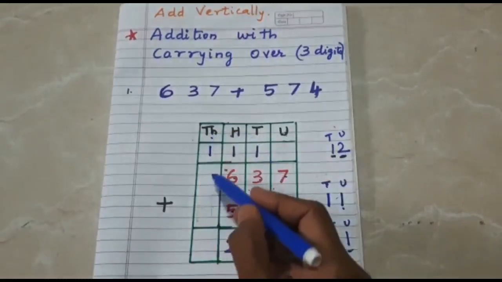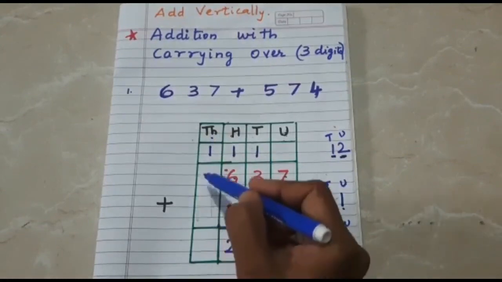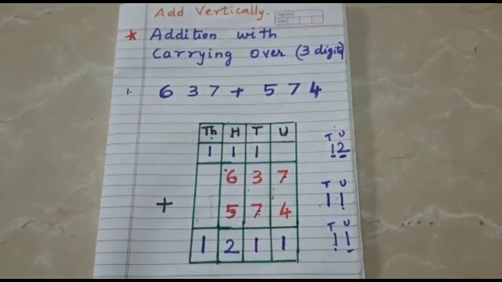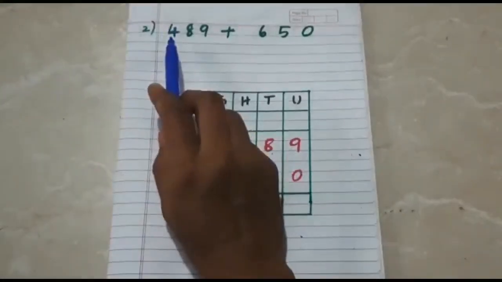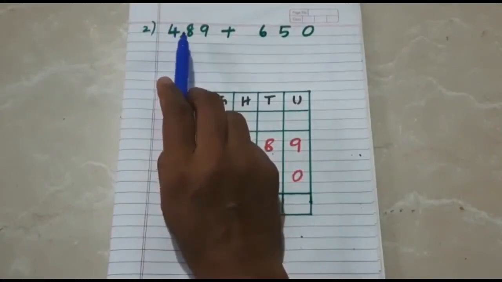Here we don't have any digits corresponding to thousands. So what we will do? We will add the number directly to the final answer. So the final answer is 1211.